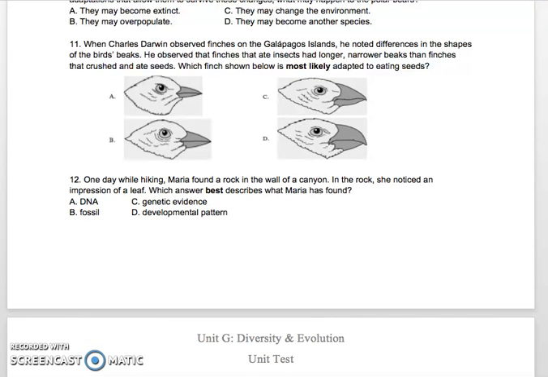A, B, C, or D? Number 12. One day while hiking, Maria found a rock in the wall of a canyon. In the rock, she noticed an impression of a leaf. Which answer best describes what Maria has found? A. DNA, B. Fossil, C. Genetic evidence, D. Developmental pattern.